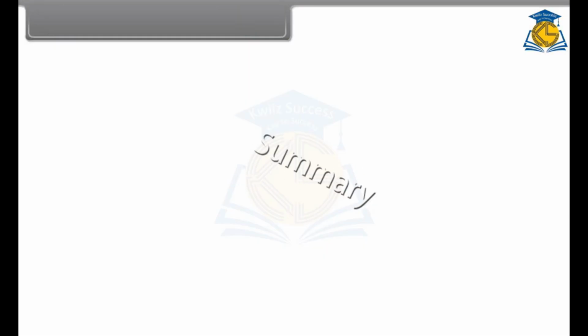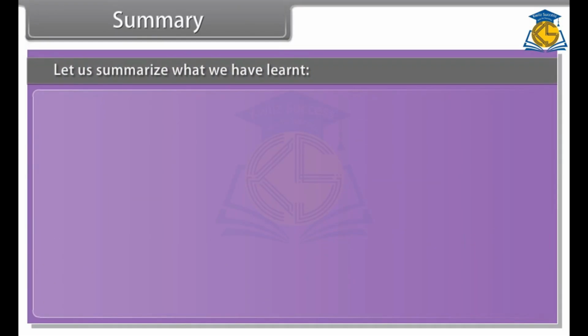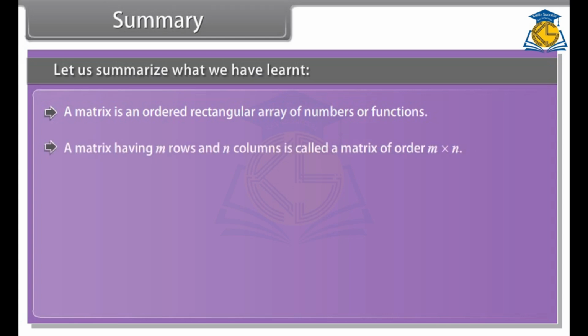Summary. Let us summarize what we have learned. A matrix is an ordered rectangular array of numbers or functions. A matrix having m rows and n columns is called a matrix of order m by n. Aij m by 1 is a column matrix. Aij 1 by n is a row matrix.